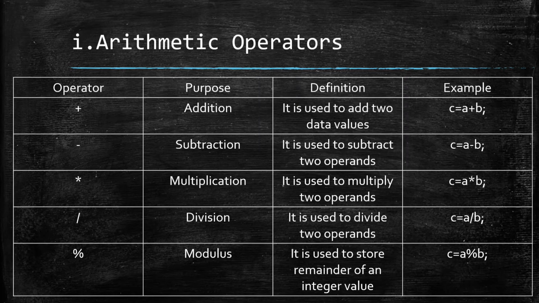Next is your forward slash. Its purpose is division. It is used to divide two operands. It is used to find the quotient of two operands. Fine. So c is equal to a slash b.